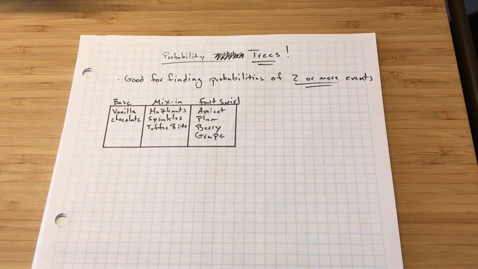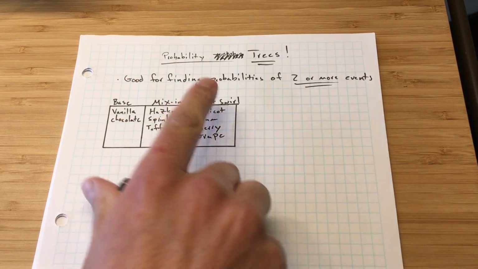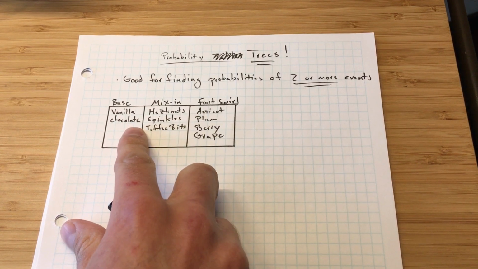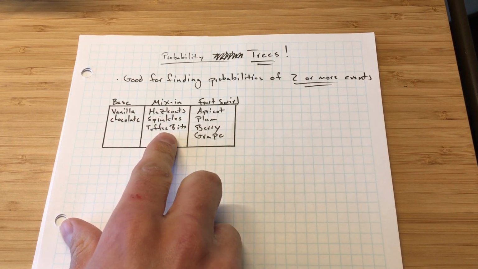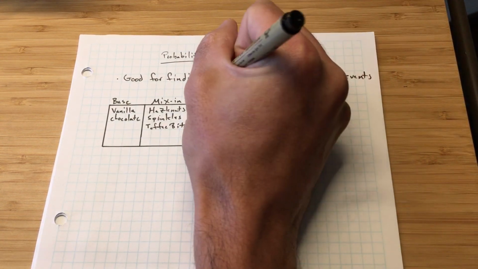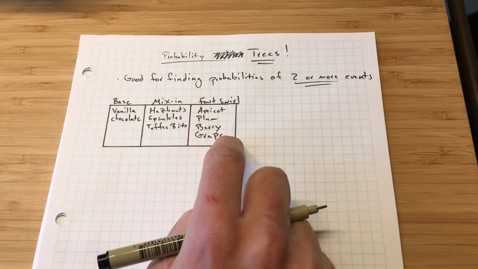And if you're watching this in the future, you did this lesson. And we had an ice cream shop. And at the ice cream shop, you had to pick one base, one mix-in, and one fruit swirl. And these were your choices. So for bases, you could pick vanilla and chocolate. For mix-ins, you could pick hazelnut, sprinkles, or toffee bits. And for fruit swirls, does that even look like fruit? There's an eye there. Fruit swirl, you could pick apricot, plum, berry, and grape.